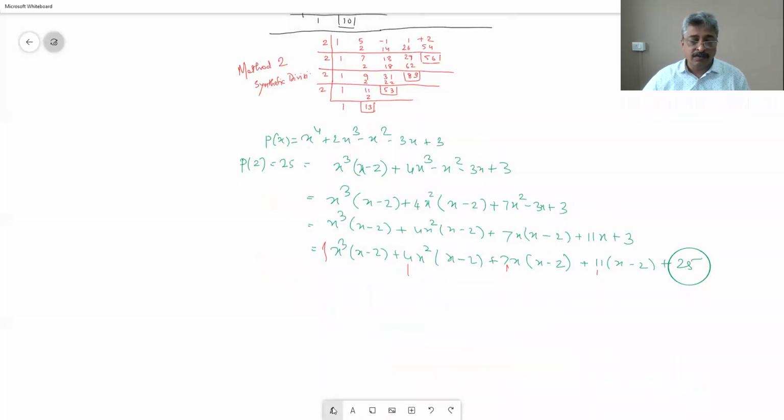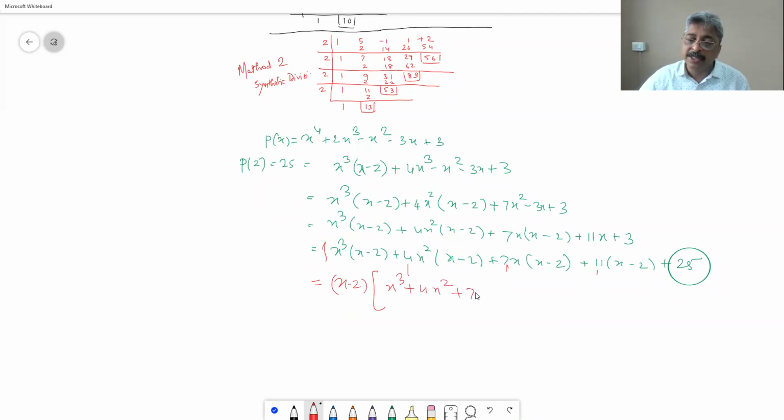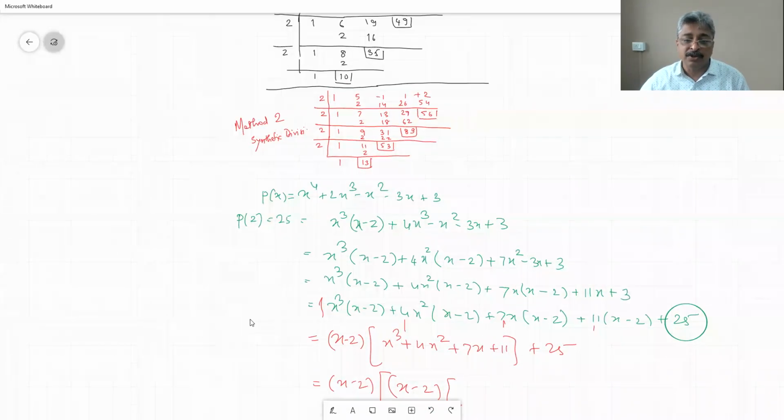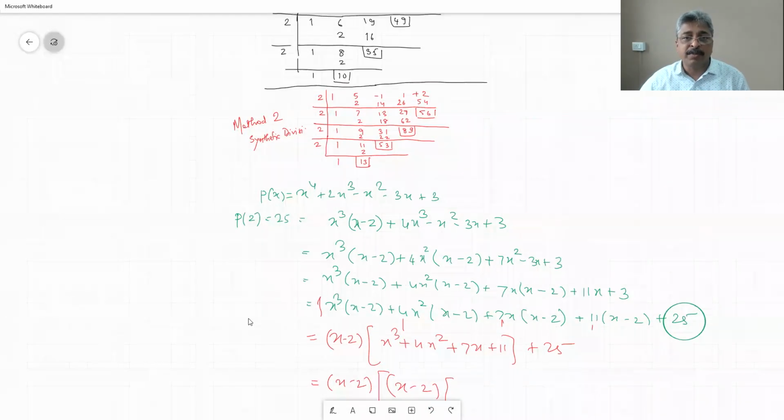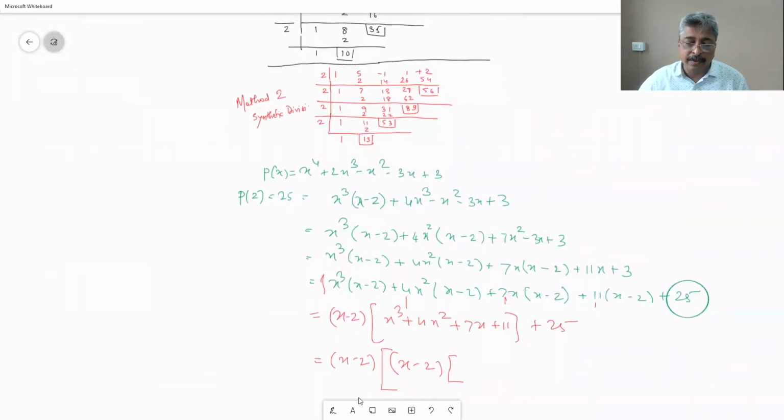Therefore, what I can do here is x minus 2, I can take out common inside bracket x cube plus 4x square plus 7x plus 11, plus 25 is equal to x minus 2 bracket x minus 2 bracket. Now I need not do calculations because I know what it is going to be. x square plus 6x plus 19.